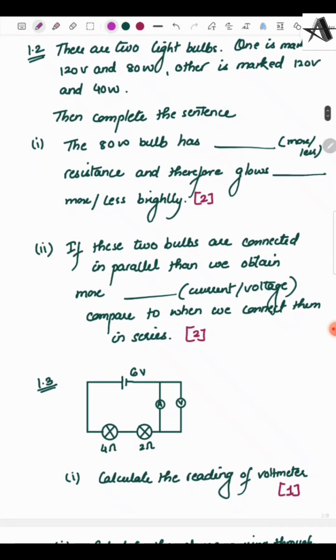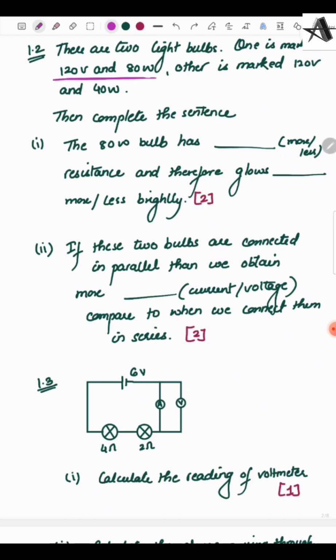There are two light bulbs. One is marked 120 volts and 80 watts. Another is marked 120 volts and 40 watts. So this is basically their reading. The 80-watt bulb has dash resistance. We have to calculate, as compared to the 40 watts bulb, which one has more or less resistance.